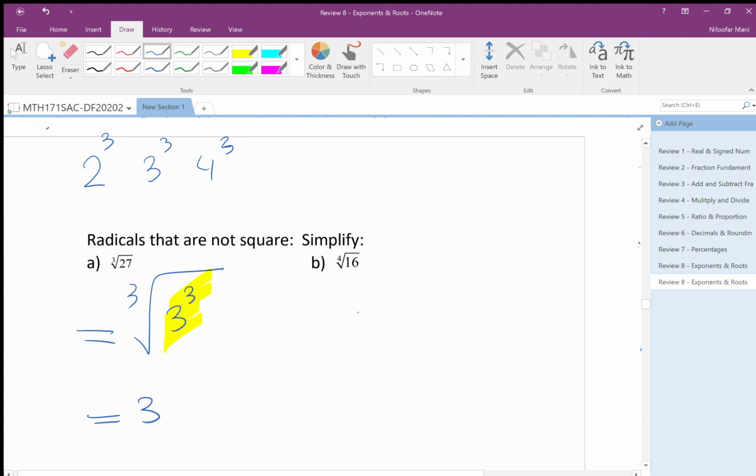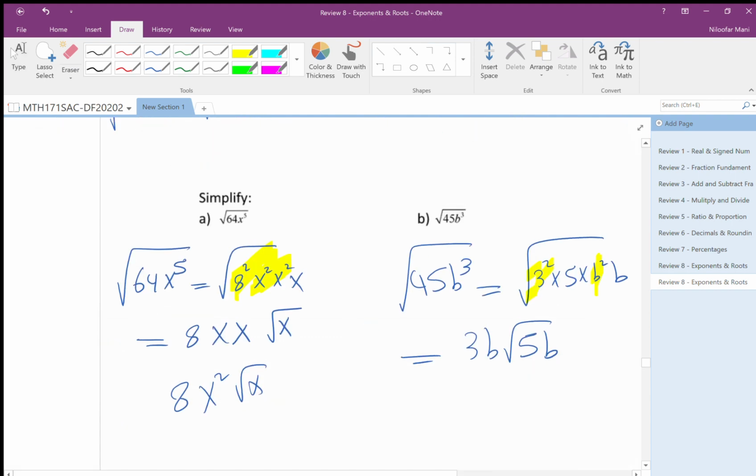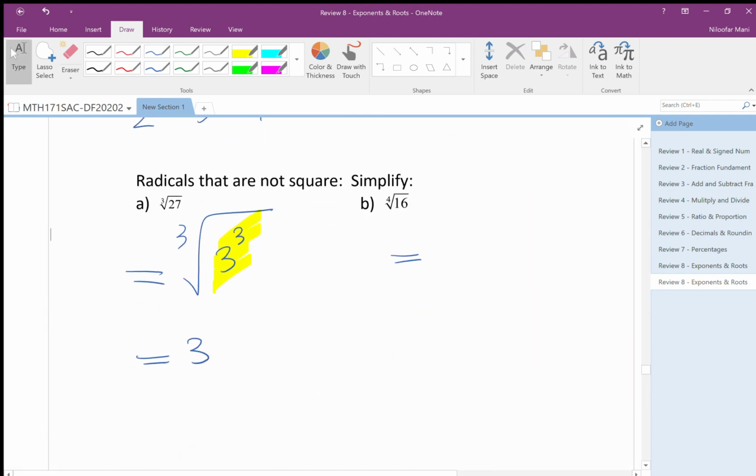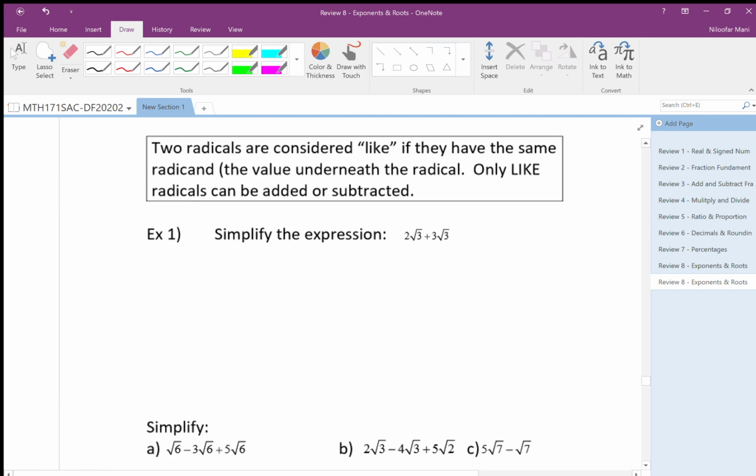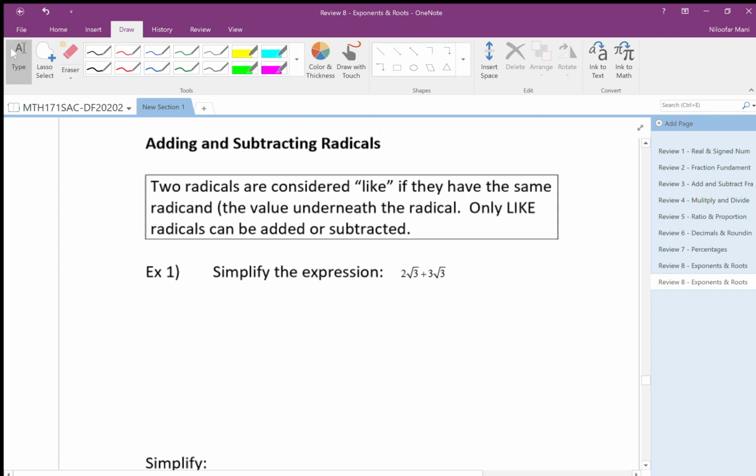How about here, 16? I have root 4. When I have root 4, I divide by 2 power 4. So I try to make it power 4. Here I try to make it power 3. Here I try to make it power 4, and here I try to make it power 2 because I see root 2. So it is root 4 of 2 power 4, the answer is 2. Okay? 2 comes out.